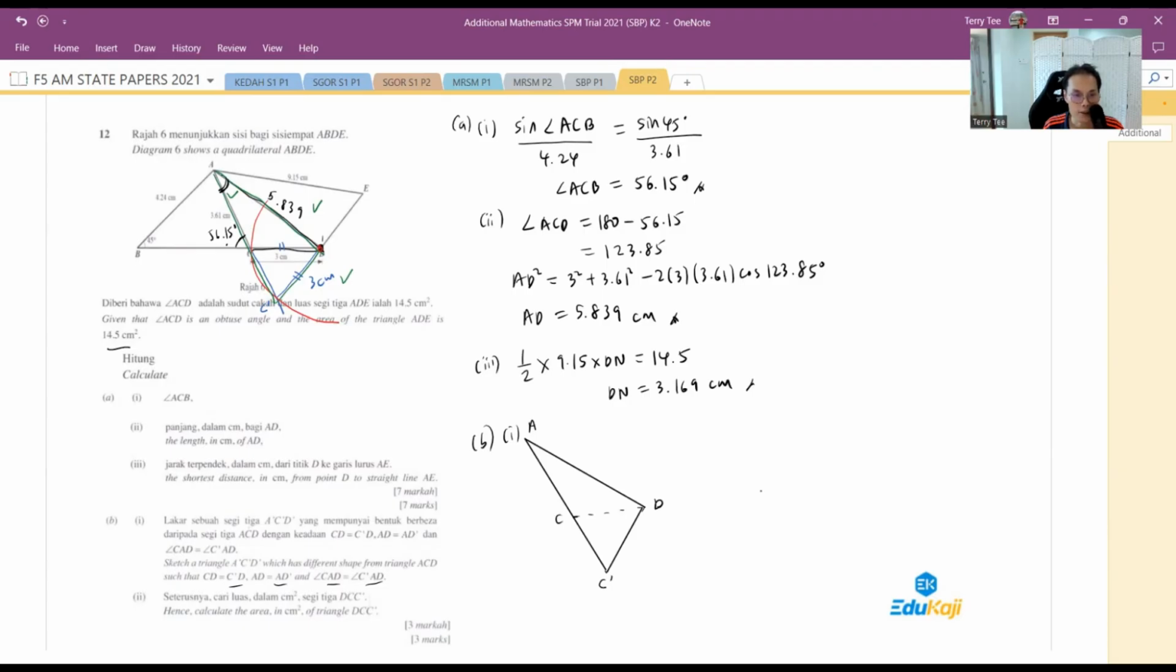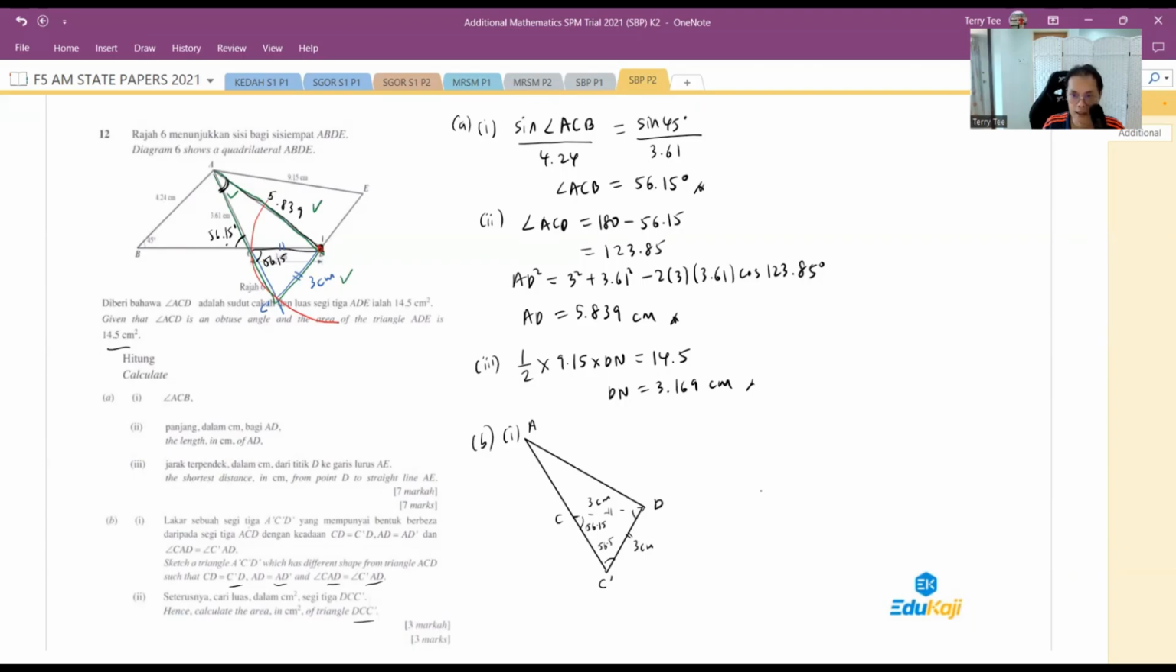We are supposed to sketch a triangle and then calculate the area of DC and C prime. That means the triangle inside here. We know this is 3 cm. We know this is 3 cm. Now, earlier we know this is 56.14. They're intersecting, right? This side here is 56.14. In fact, since they're equal length, it's isosceles, so this is also 56.14.